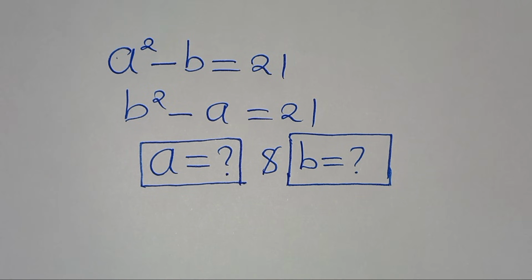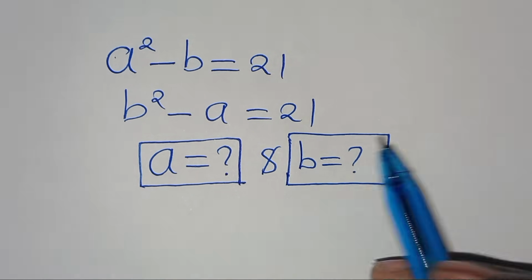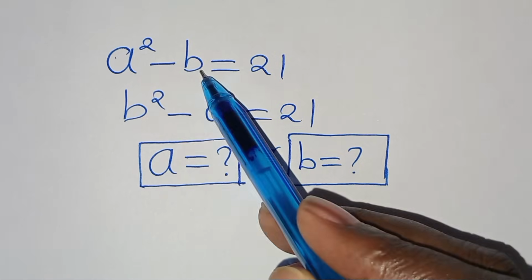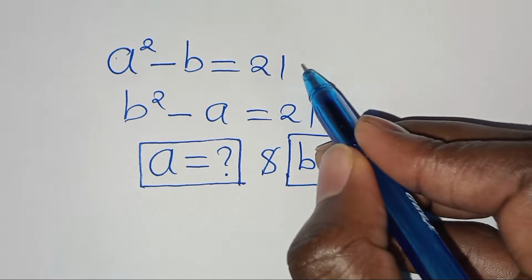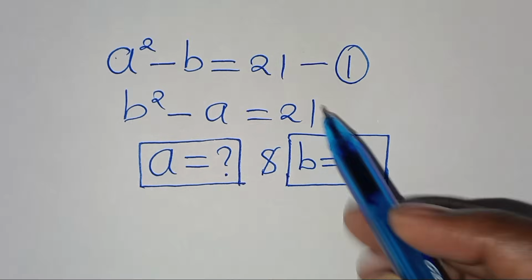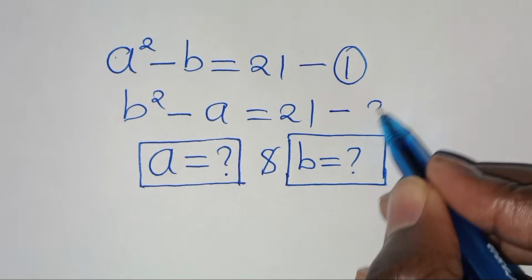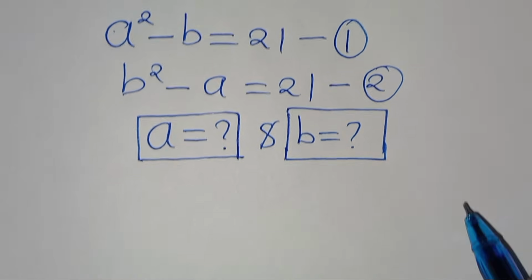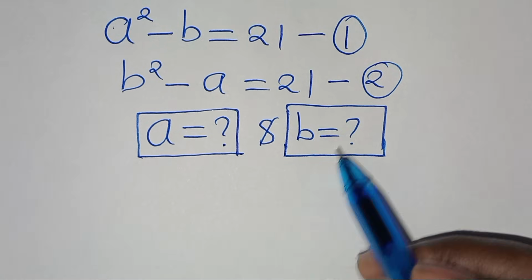Hello everyone, you're welcome to solve this nice algebra problem, which is a squared minus b. This is equal to 21. Let's call this equation 1. And b squared minus a, this is equal to 21. Let's call this equation 2. So what is the value of a and what is the value of b?